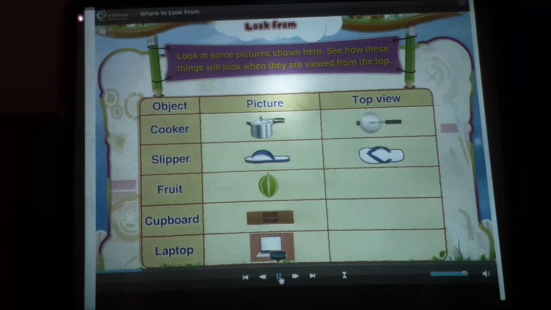In the third picture, you can see a fruit. When it is looked at from the top, it will look like this. The fourth one is a small cupboard, which when viewed from the top, will look like this. The fifth picture is that of a laptop. If you look at it from the top, it will look like this.